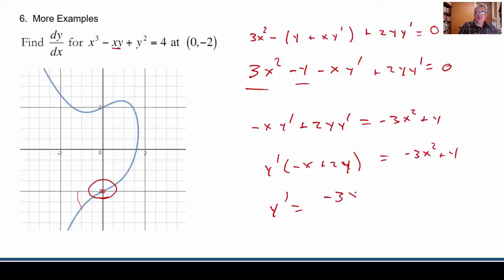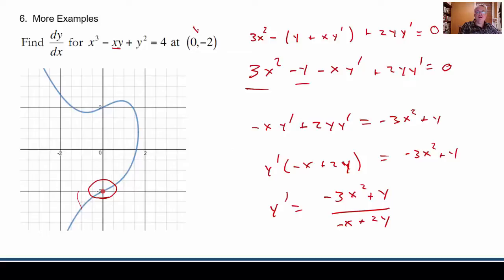So after a while, this gets pretty routine. It follows the same basic steps every time. So although the equations are different, sometimes the derivatives are tricky. Take the derivative, solve for y prime, plug in the point. It always goes like this.